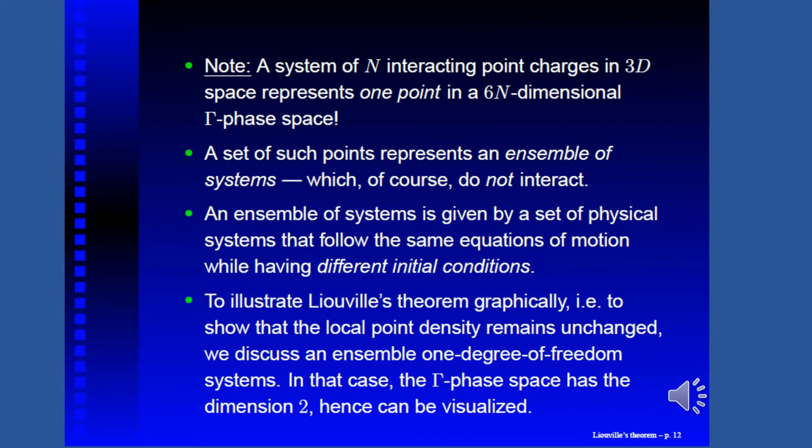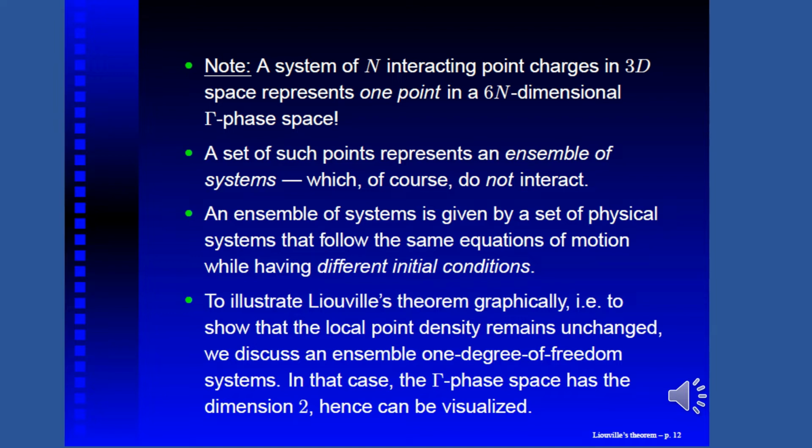Note that a system of N interacting point charges in 3D space represents one point in 6N-dimensional phase space. Number 2, a set of such points represents an ensemble of the system, which of course do not interact. Number 3, an ensemble of a system is given by a set of physical systems that follow the same equations of motion while having different initial conditions.